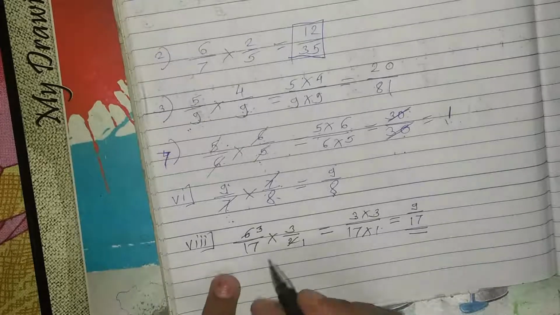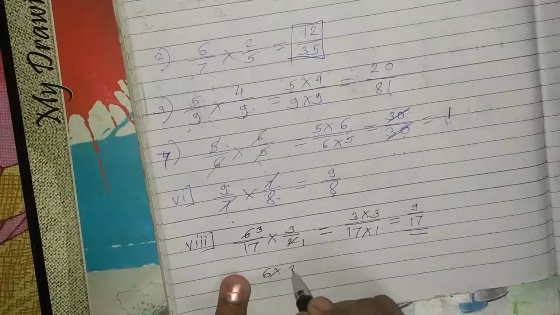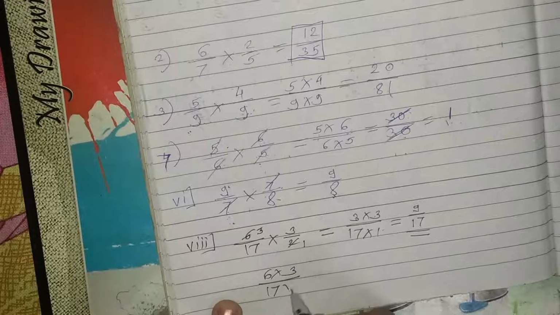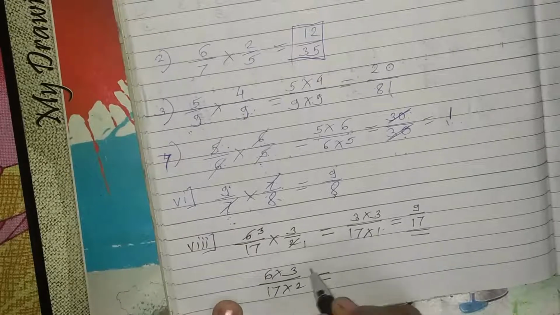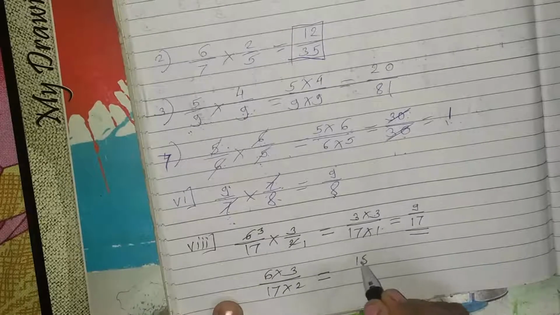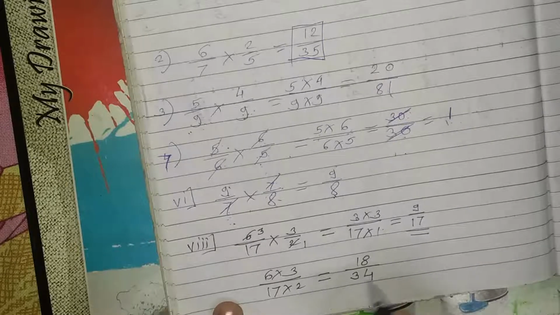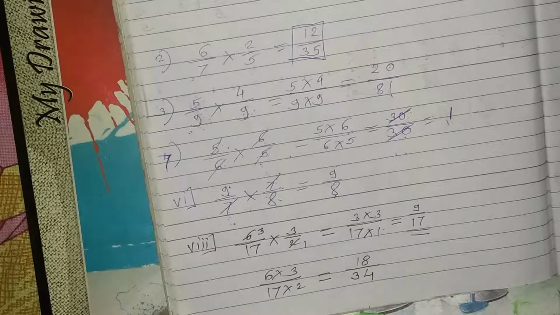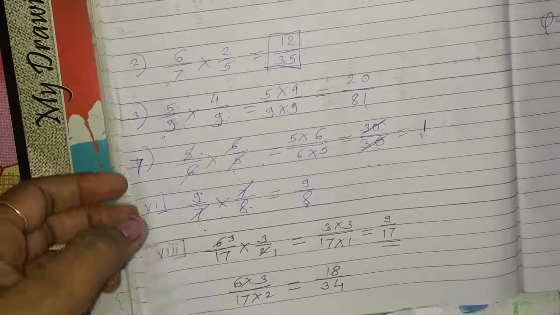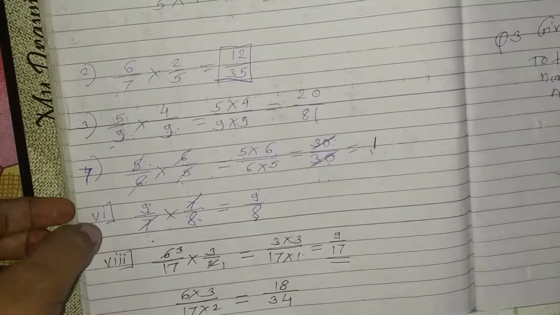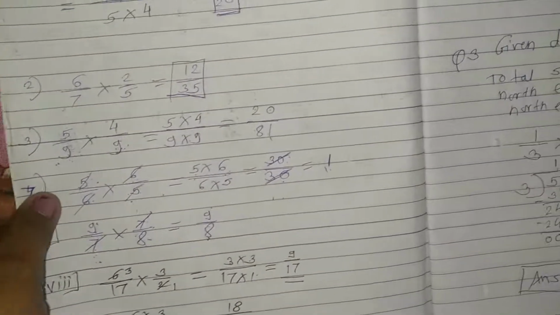Even if you write 6 multiply by 3 upon 17 multiply by 2, that is also correct. 6 3s are 18 and 17 2s are 34. So this also is your correct answer. Whichever you feel easy in the exam, you can do. If you want to reduce, you can reduce. If you don't want to reduce, don't reduce.